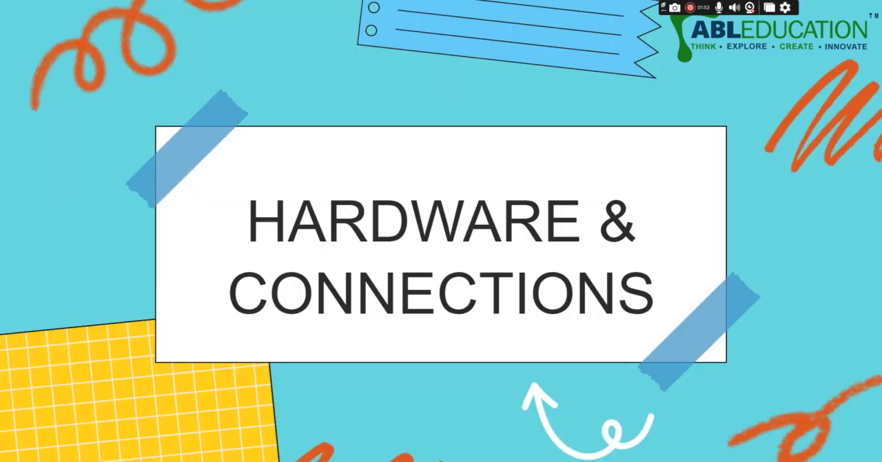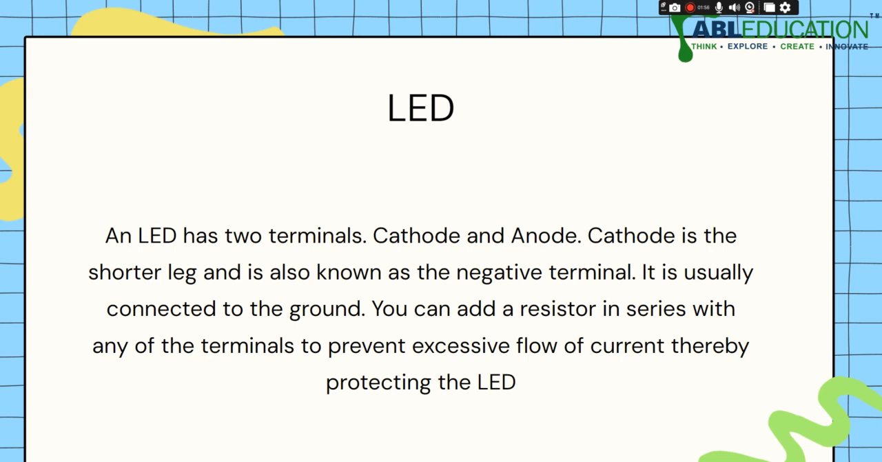Moving on, we have hardware connections. Firstly we have the LED, and as you all know, an LED has two terminals, the cathode and the anode. The cathode is the negative terminal that is connected to the ground using a resistor, and the anode is the positive terminal, which is connected to the digital pin.